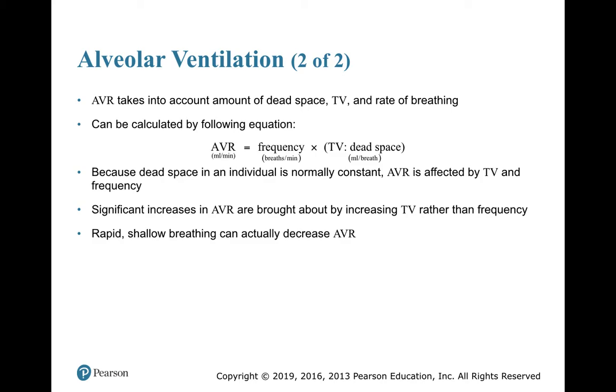And if we were going to calculate it, the AVR would be equal to the frequency, which would be breaths per minute, times the tidal volume, minus the dead space. And because dead space is normally constant, that AVR is really affected by tidal volume and frequency. So a significant increase in AVR is brought about by increasing the tidal volume, not by increasing the frequency. So rapid shallow breathing can be used to decrease the alveolar rate.